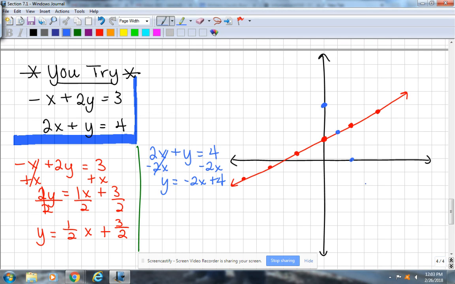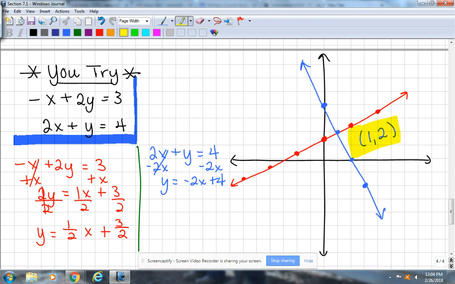I can already tell where that's going to intersect. So I'm going to draw my blue line. Goes through right there. And the ordered pair for this intersection is the point 1, 2. So make sure you write your ordered pair for your solution, because the solution is where these two lines intersect, and you need an ordered pair.